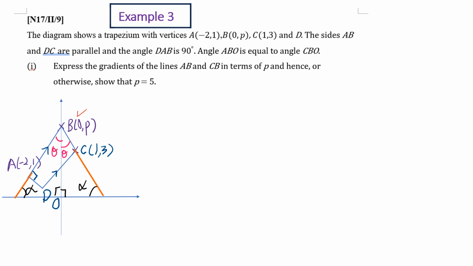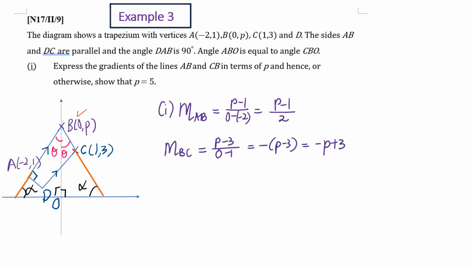Right, so the next thing is that let's go on to find the gradients of BC. Oh, sorry, the gradients of AB first. So basically, it's just y2 minus y1, that is p minus 1 over 0 minus bracket negative 2. So that gives you p minus 1 over 2, and let's go on to find the gradients of BC. Alright, so now the next thing is that we need to find a connection between the gradients of AB and the gradients of BC. So let's go back to the diagram.